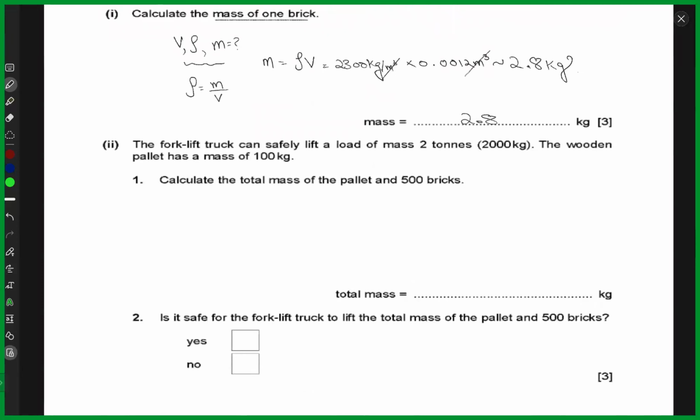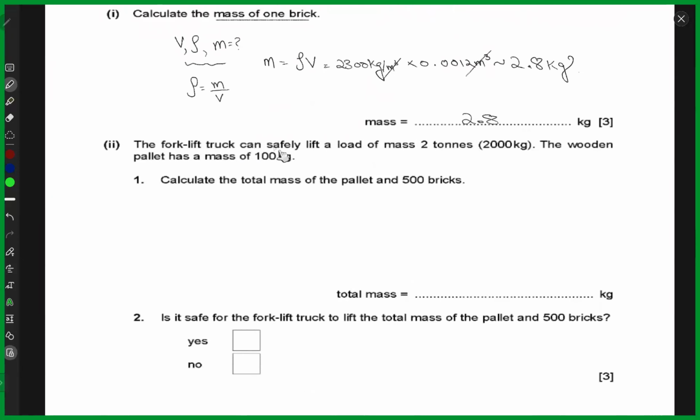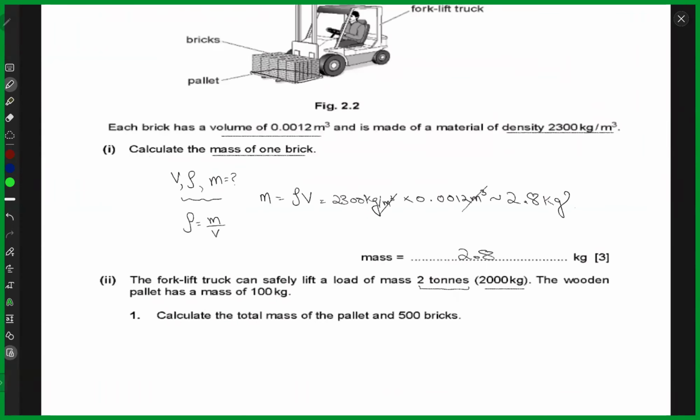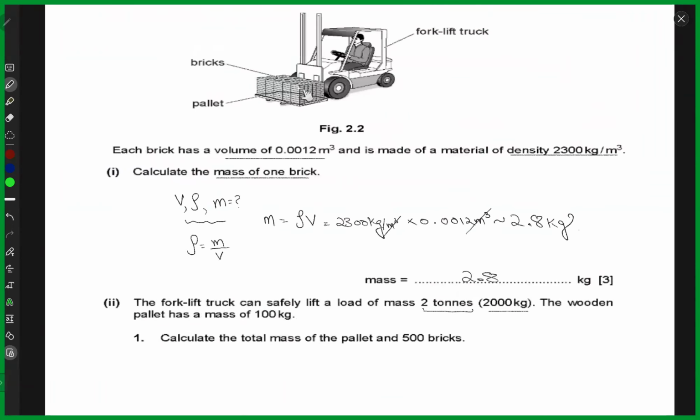They're saying that the forklift truck can safely lift a load of mass 2 tons. 2 tons is approximately 2000 kilograms. So they're saying that this truck can at maximum carry a mass of 2000 kilograms, including bricks and the mass of the pallet as well. So the maximum mass that it can carry and move without breaking is 2000 kilograms.